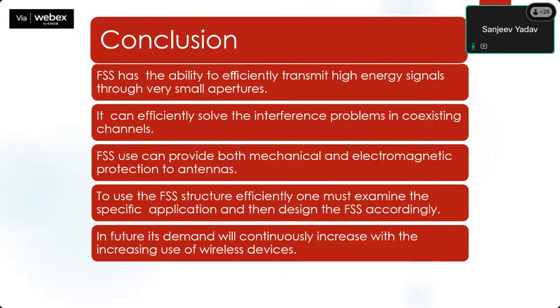So these types of structures have the ability to efficiently transmit high energy signals through very small apertures. You can see the apertures are very, very small, in terms of 27 mm, 30 mm, 40 mm only. And these structures can efficiently solve the interference problem in coexisting channels. They can provide both mechanical and electromagnetic protection to the antennas because they are made up of very hard materials. Also, we can change our materials as per our need.